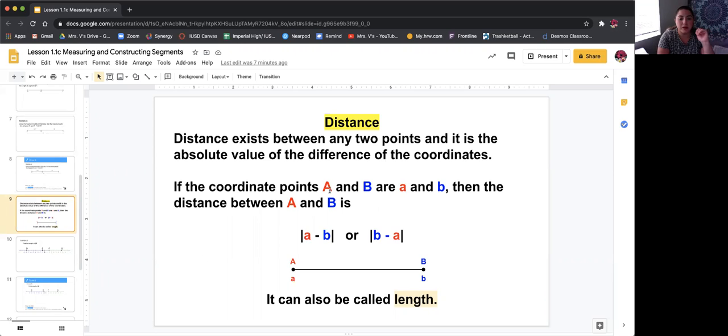It says that if the coordinate points are A and B, which are the values of the points, then the distance between point A and point B can be found as the absolute value of the difference of A minus B or B minus A. Notice here that I have my points and I'm given a value for the points as well. This is also something that we know as the length of something. So you can pause the video if you need to copy this down.